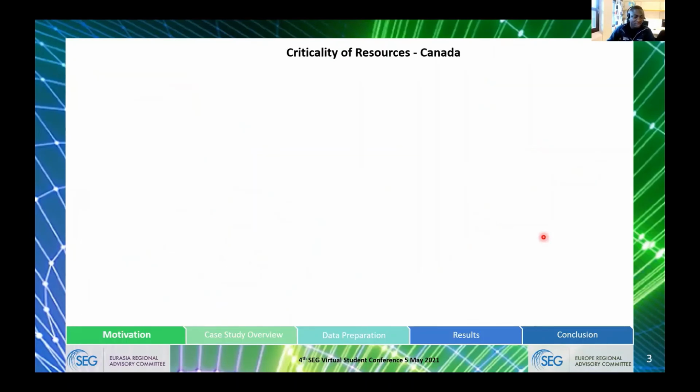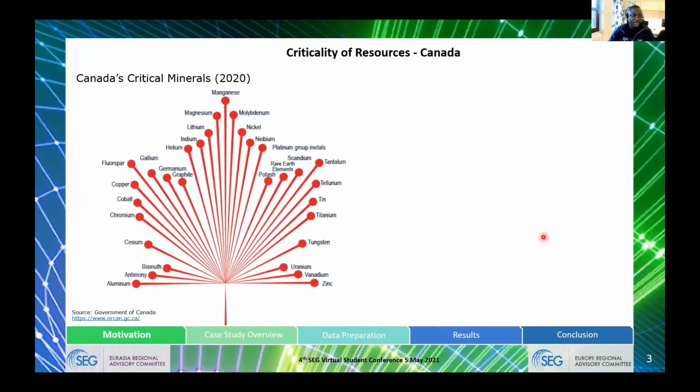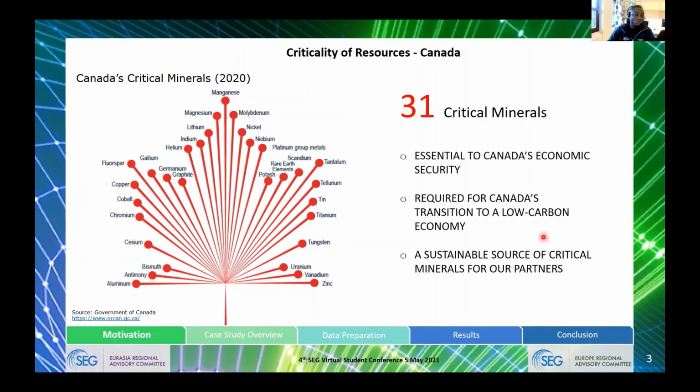If we go over to the global west, we go to Canada and we discover that most of these materials are also published as critical. As a matter of fact, we have 31 of them, also for economic security and the transition to a low carbon economy. So we can begin to see that this is a global issue, the issue of criticality of resources.